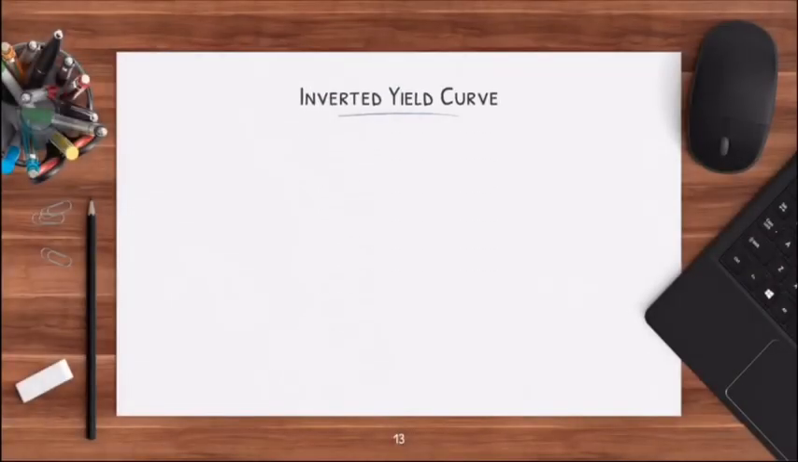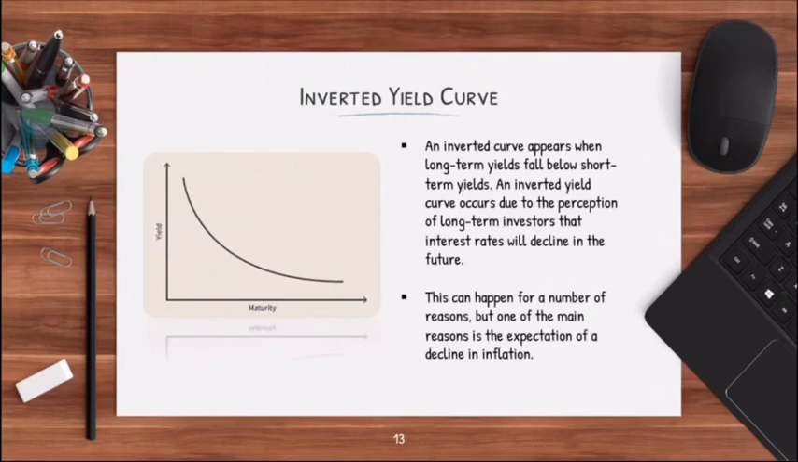The next one is the inverted yield curve. An inverted curve appears when long-term yields fall below short-term yields. An inverted yield curve occurs due to the perception of long-term investors that interest rates will decline in the future. This can happen for a number of reasons, but one of the main reasons is the expectation of a decline in inflation.